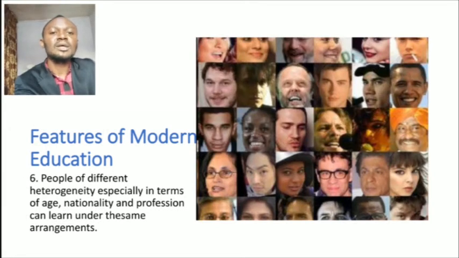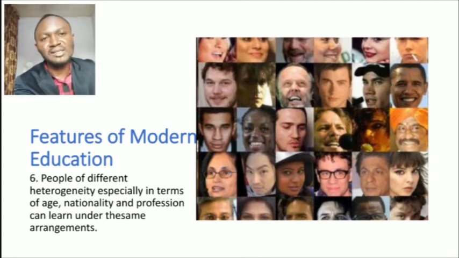Number 6, people of different customs, culture, tribe, religion, sex, or even race are free to take modern online tutorials under modern education. So it involves what we call homogeneity. Homogeneity means differences in culture, customs, tradition, and even religion or socio-political affiliation.